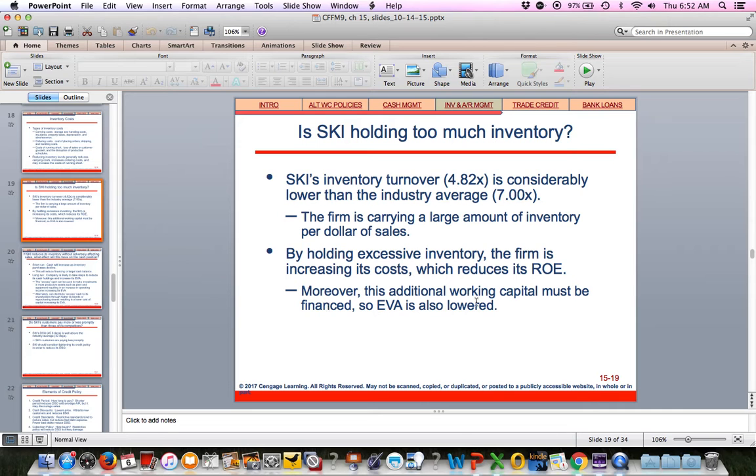Also the last point, moreover, additional working capital must be financed, so economic value added is also lowered. So again, the more inventory we have on hand, how did I acquire that? Did I have to borrow to acquire that? Typically there's an account payable number. Typically I have 30 days to pay for my inventory when I buy it. But regardless, those excess holding costs and financing costs of buying inventory lower ROE and lower my EVA numbers.